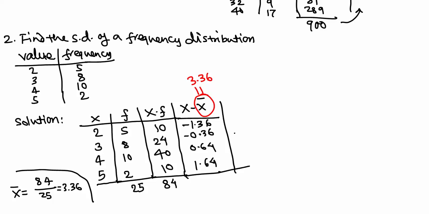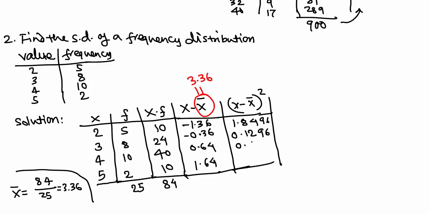Like in the previous example, we want to find the squares of these deviations. This is x minus x bar squared. So negative 1.36 squared is 1.8496. 0.36 squared is 0.1296, then 0.4096, then 2.6896.